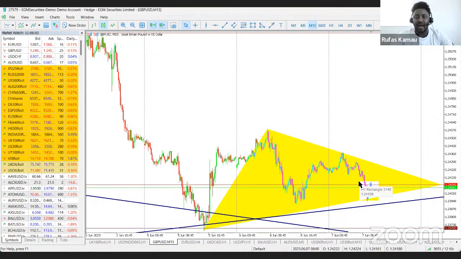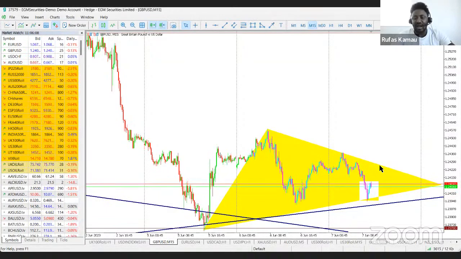So I don't know the outcome or what the market will do. I only try to project based on what I see. And in this case, a break above this level would make more sense. So that's a 15-minute chart.